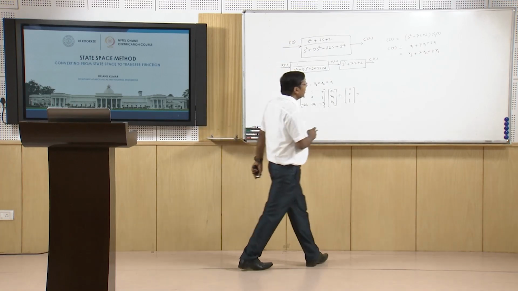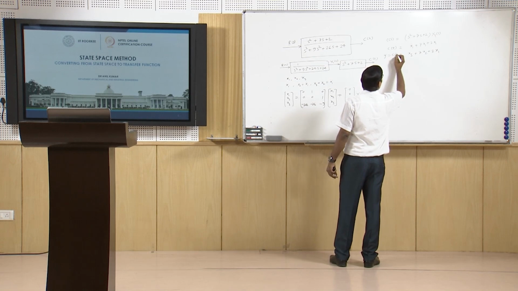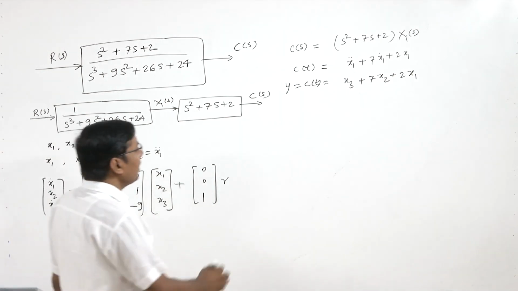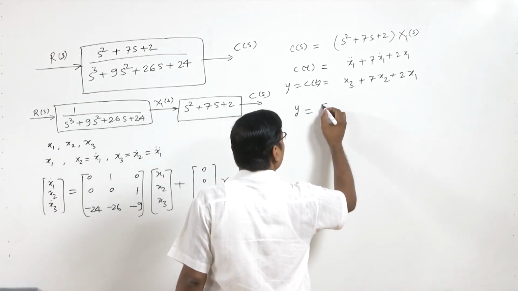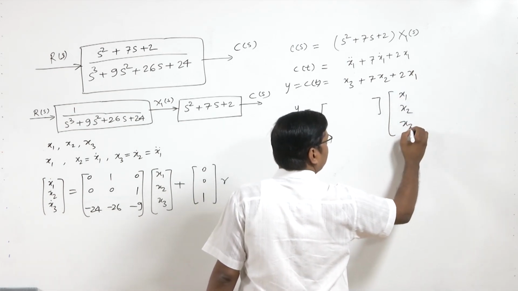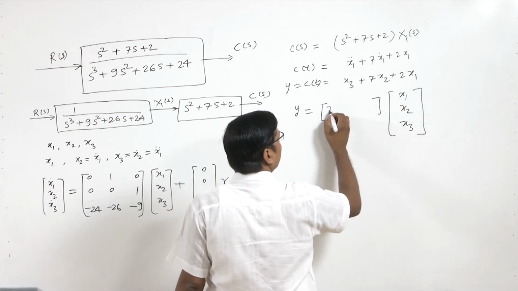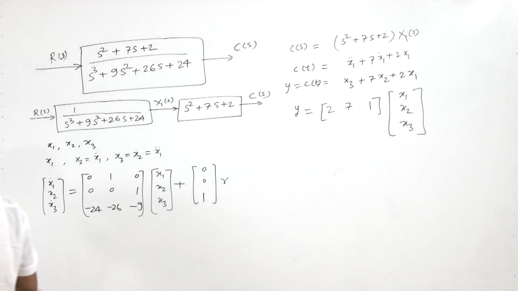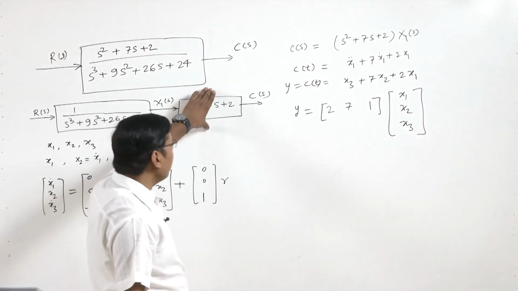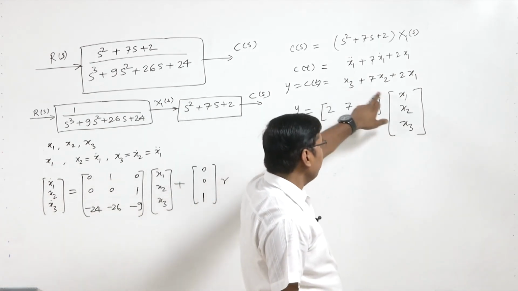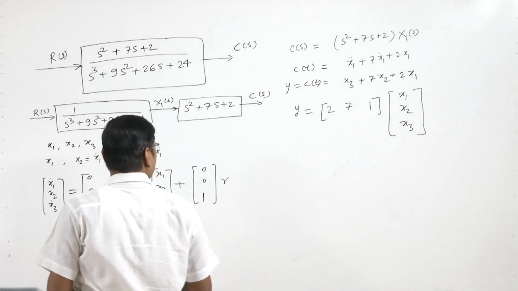So we can write y equal to C(t), the output. So this is the output equation. We can write y equal to 2, 7, 1 times x1, x2, x3. So we can see that this block simply collected these variables to give the output y.